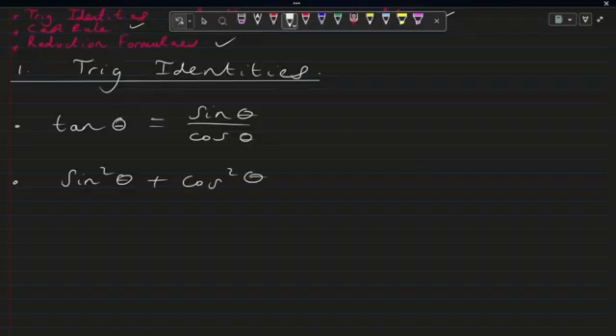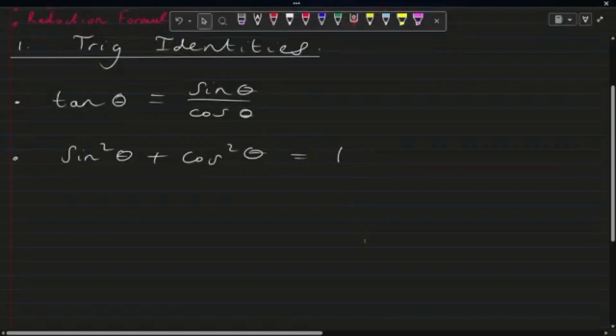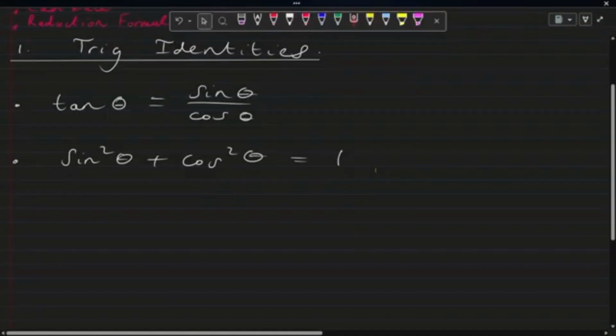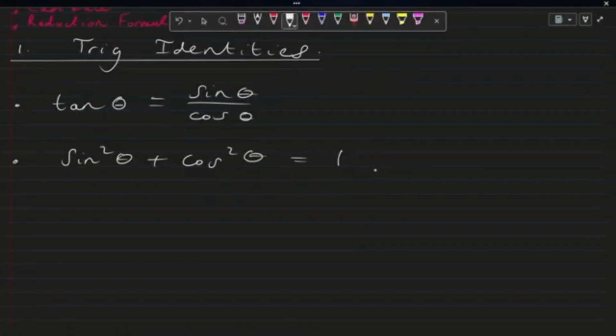theta plus cos squared theta. This gives us a value of 1. Okay, now what I want to do in this session is build from this one and derive other very important identities that can be derived from this identity.